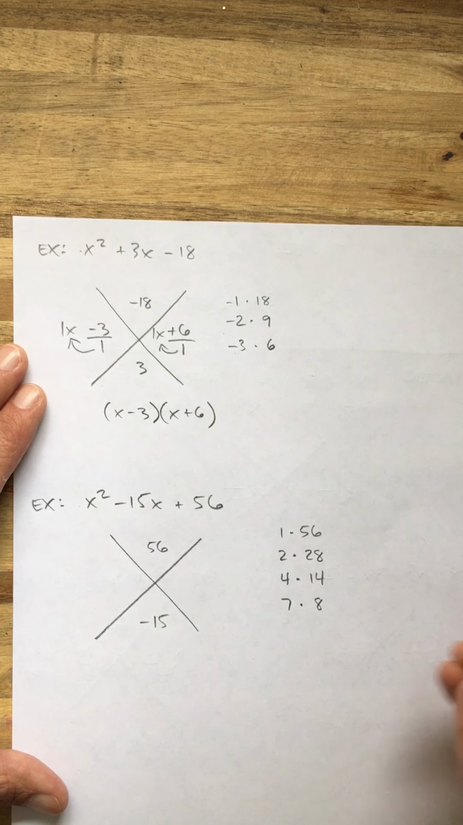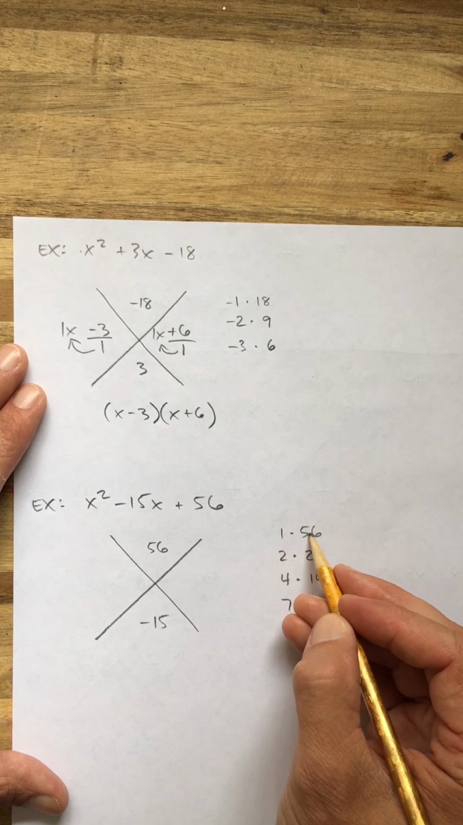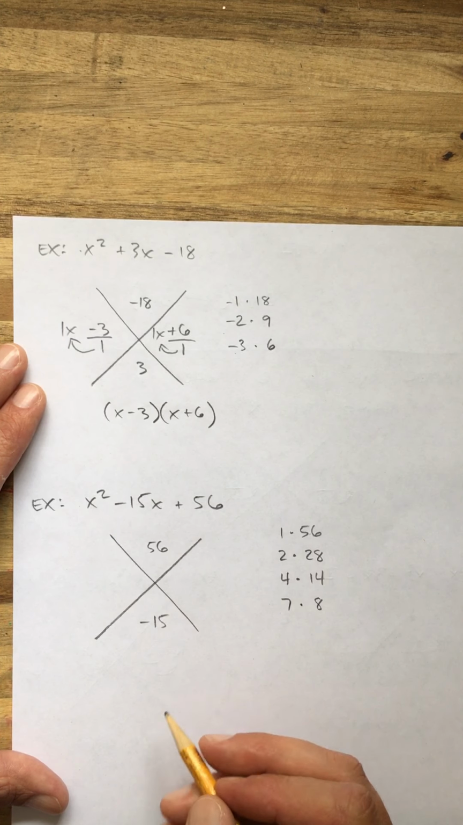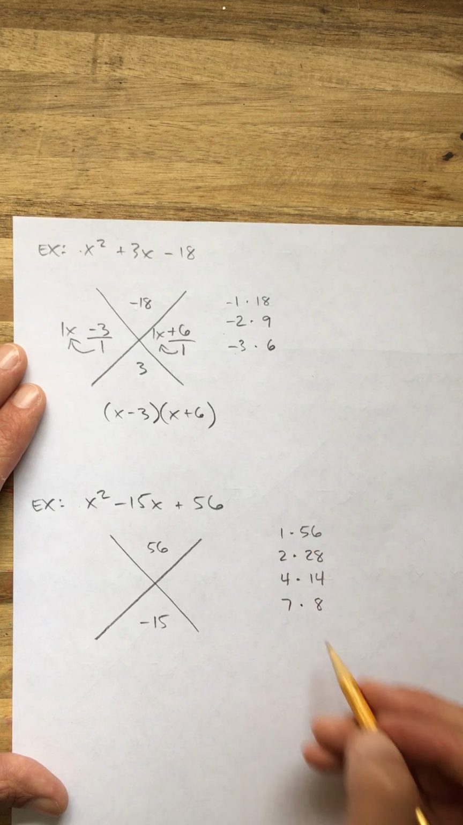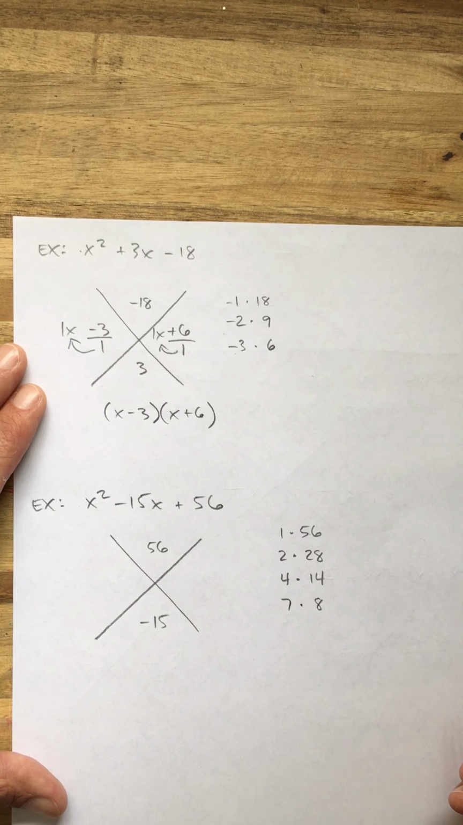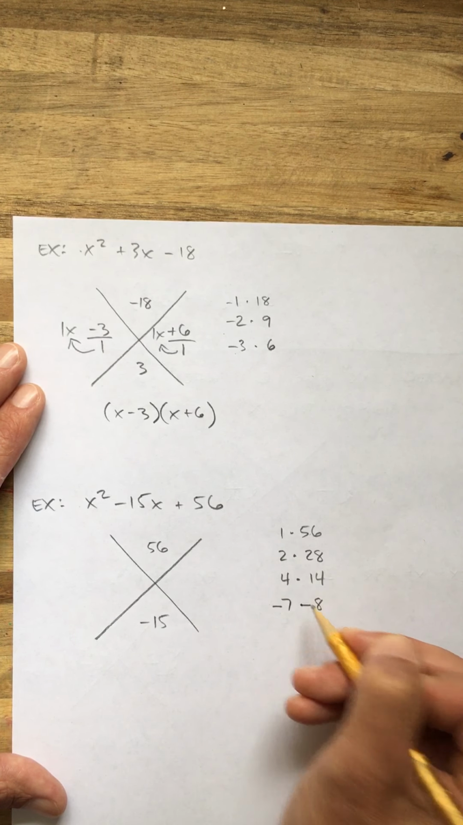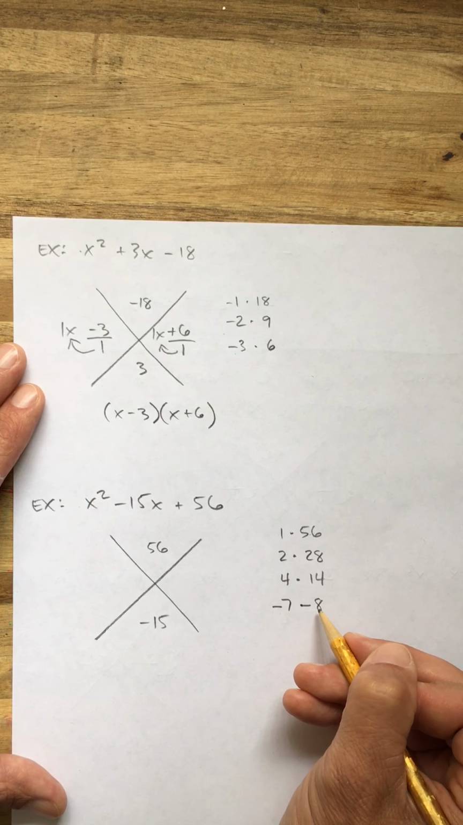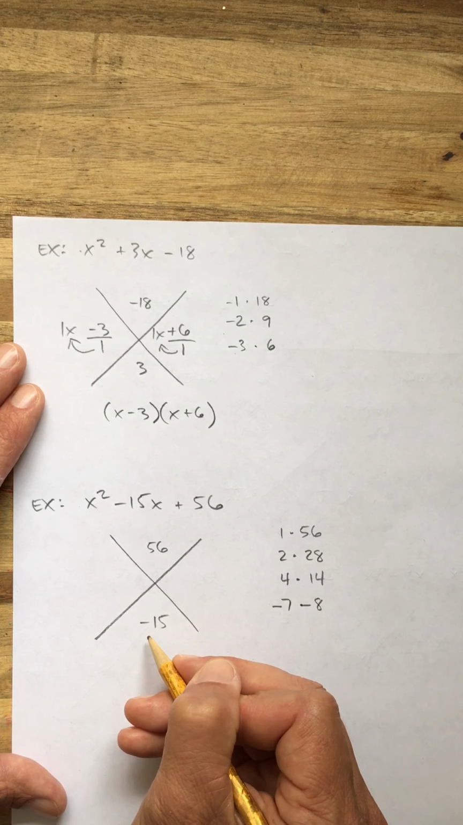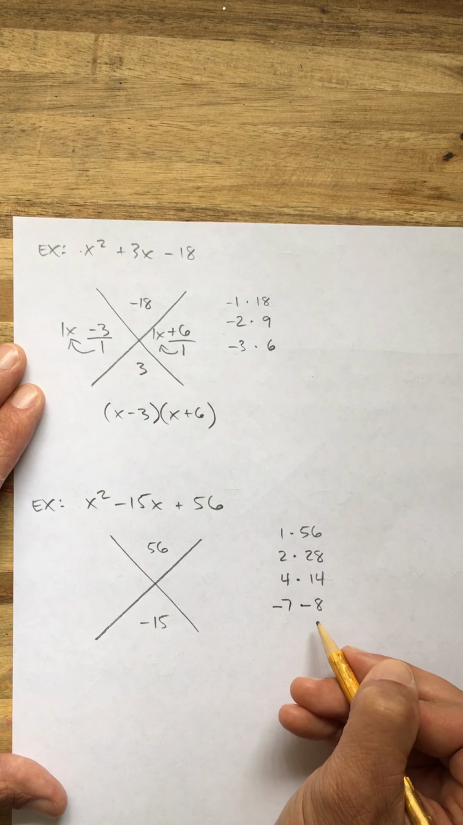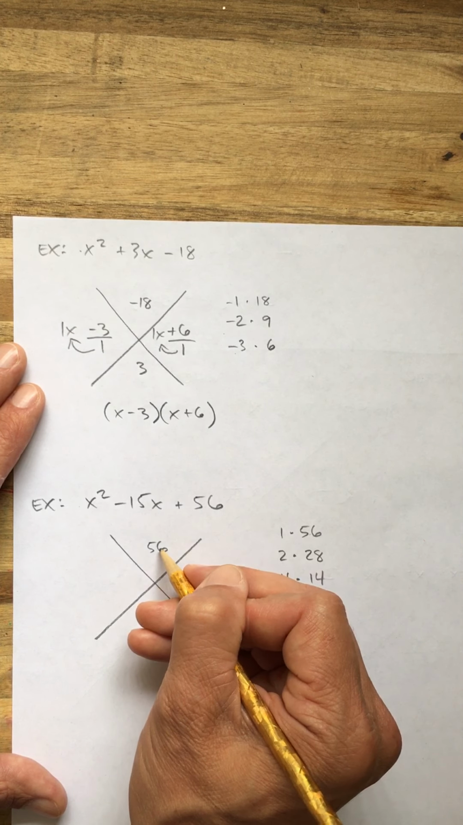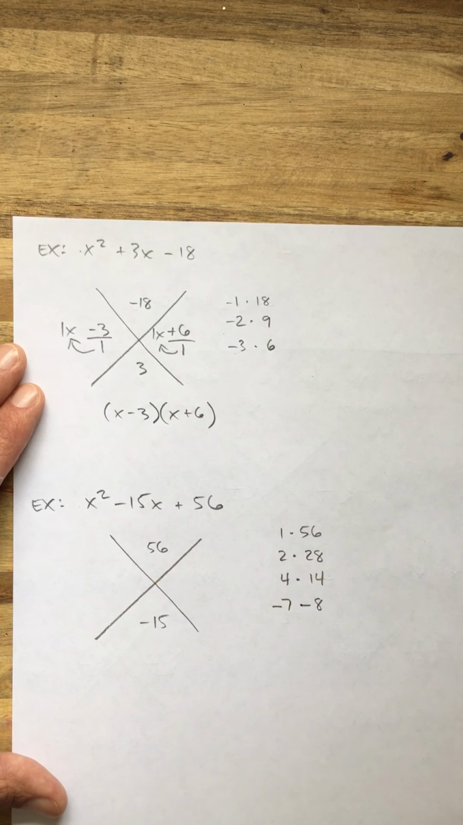Okay. So now, let's see. 1 plus 56. That doesn't give me negative 15. Do you see how I could get a negative 15 by adding any of these together? Okay. Well, check it out. If you go negative 7 and negative 8, minus 7 minus 8 gives you negative 15. And what happens if you multiply them together? 2 negatives multiply to make a positive, so positive 56. We're good. All right, so here we go.